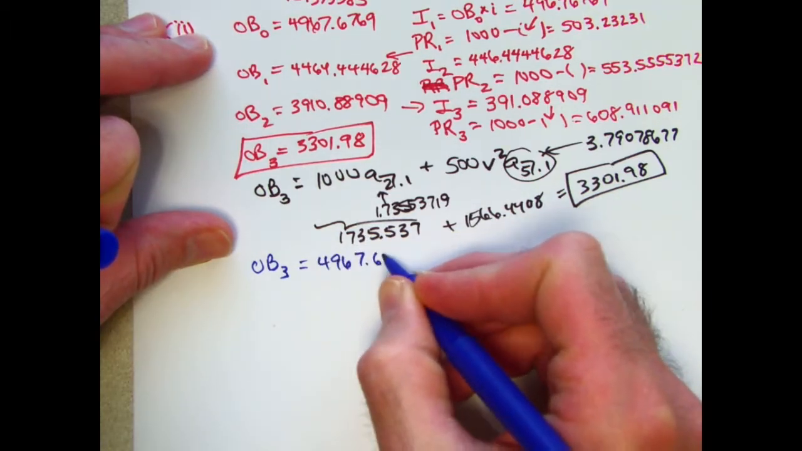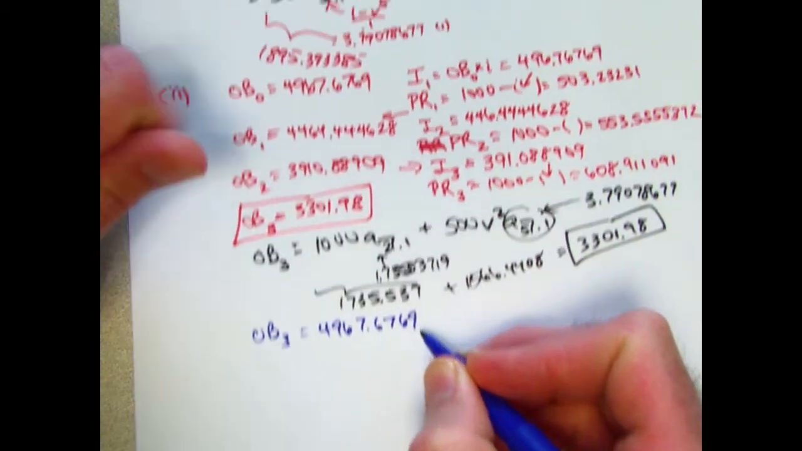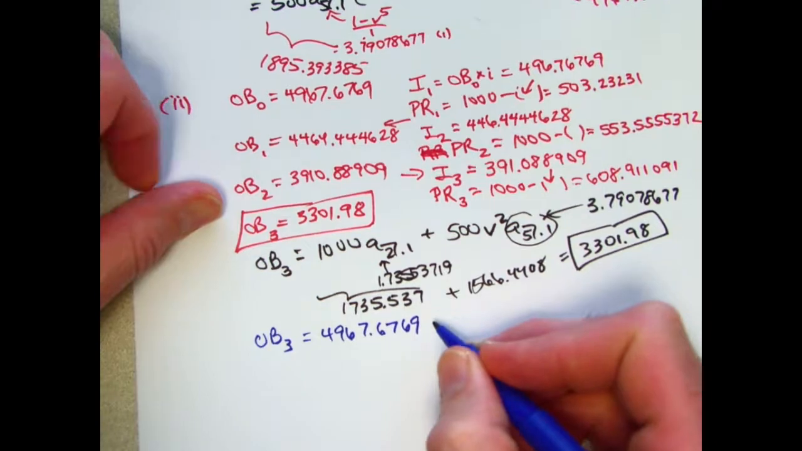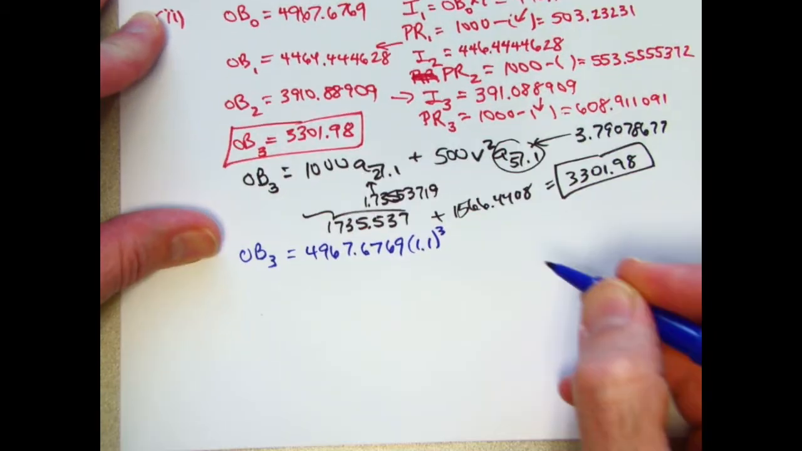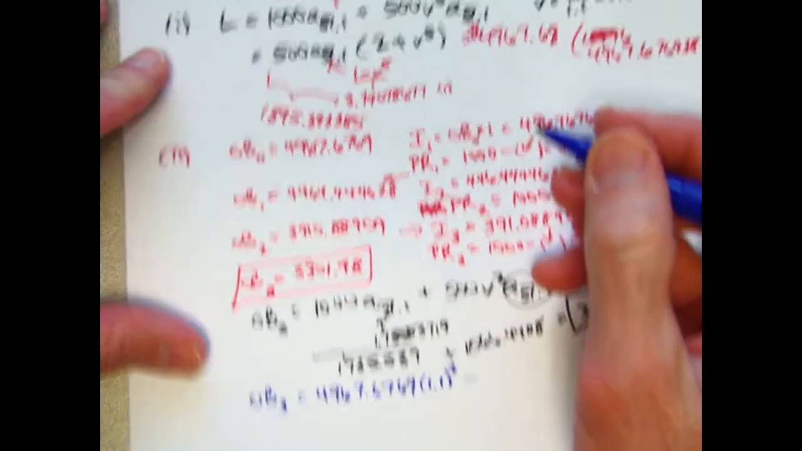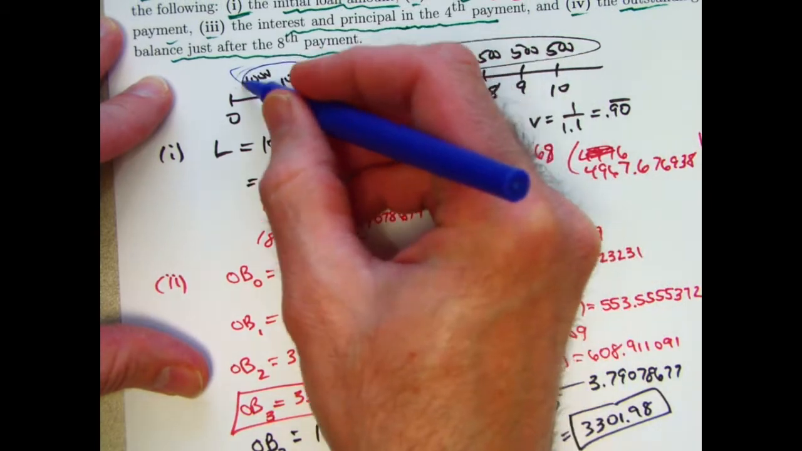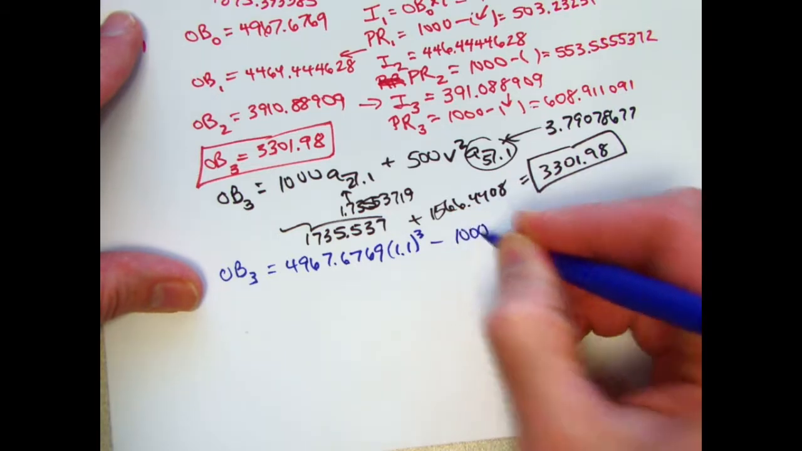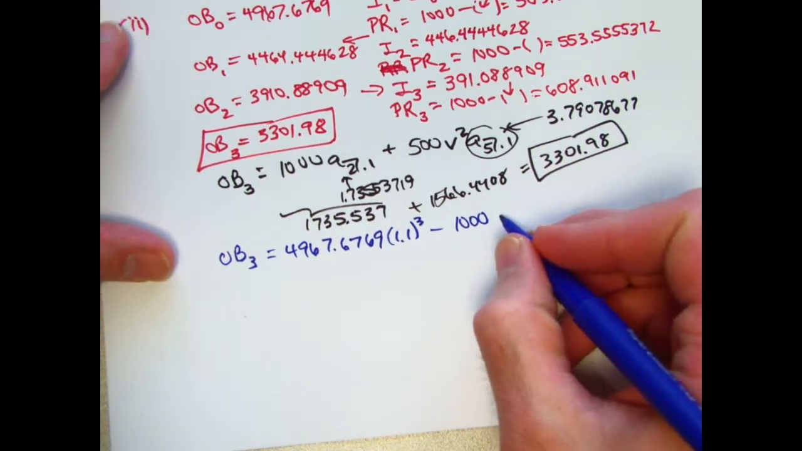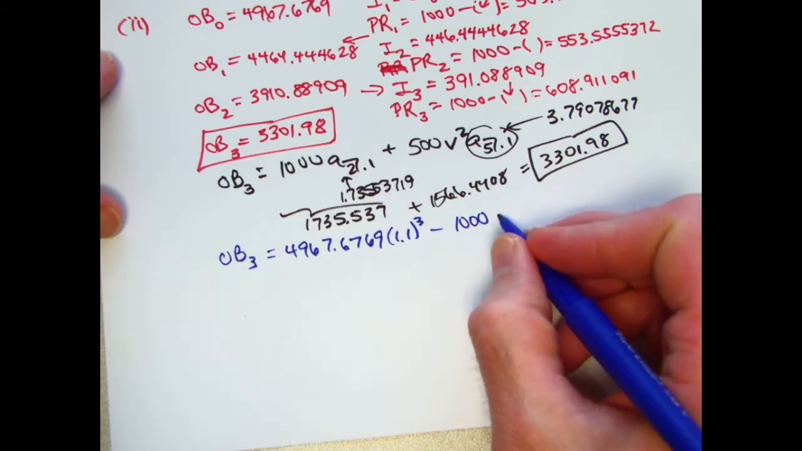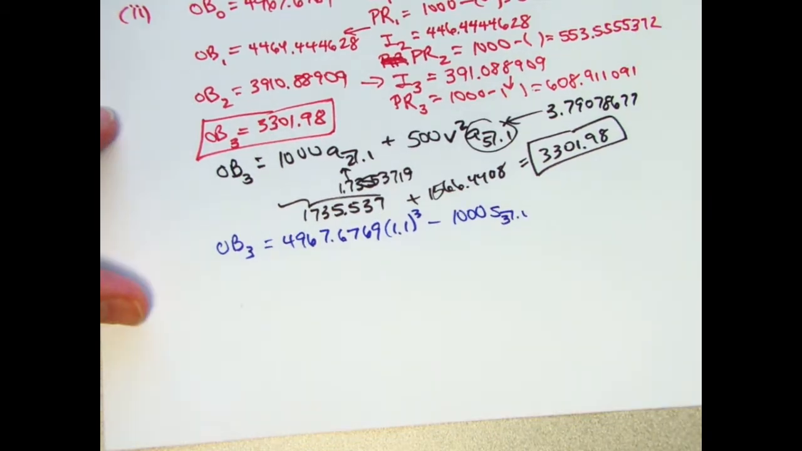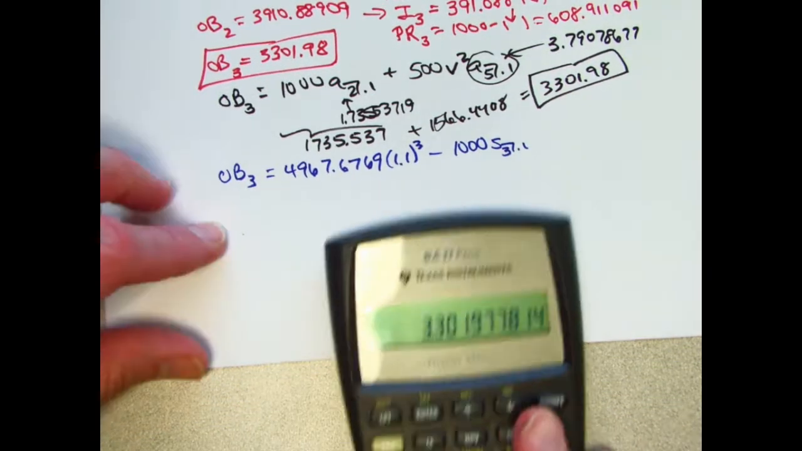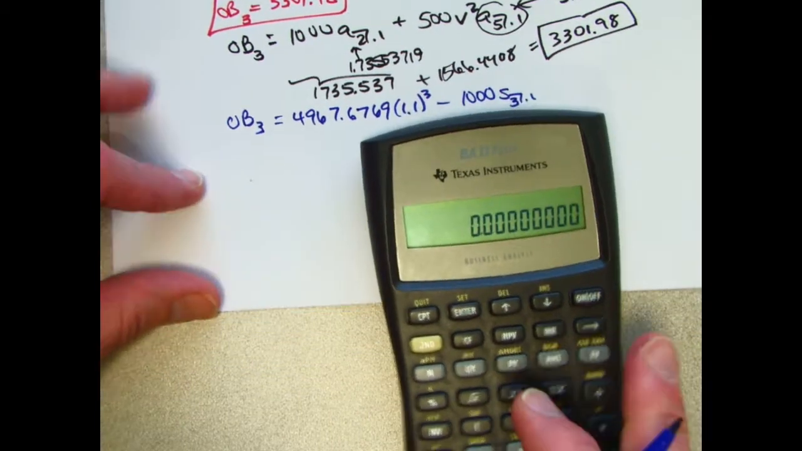You take the original loan balance, 4967, let's carry more decimal places, .6769, OB0, and promote it in time to time 3 by multiplying by the growth factor cubed, the annual growth factor cubed, and then subtract the value at time 3 of the payments that have happened so far. Subtract 1,000 times the future value of 3 payments as an annuity immediate, s_3 at 10%. I guess this is quick enough that we can do it with the calculator quick here. Let's just see that we get the same thing here.